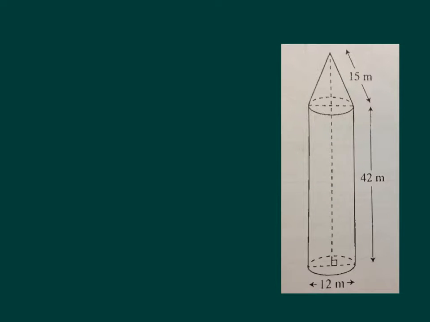Okay, so in this video I'm going to show you how to find the surface area of this solid. So this is basically number 4 in the type 1 assessment for the volume and surface area of spheres, pyramids, and cylinders.